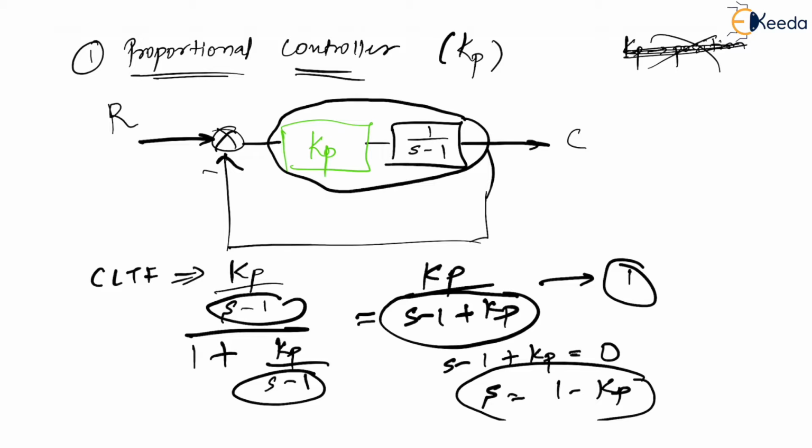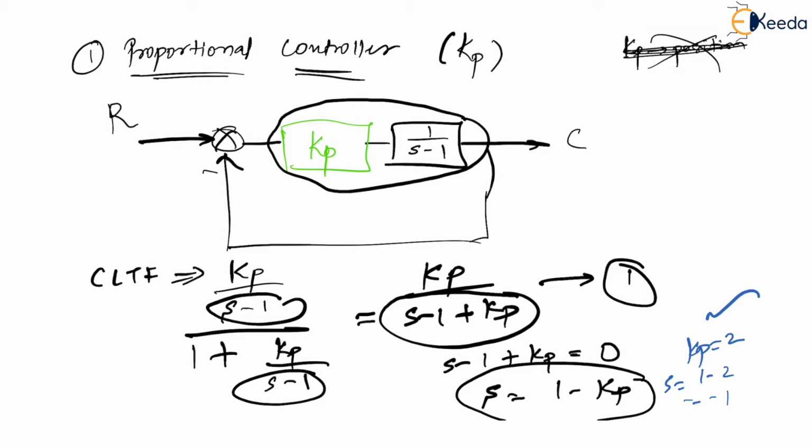What do you understand now? You have seen that, for example, if my Kp is equal to 2, then what is going to happen? s is equal to 1 minus 2, which is equal to minus 1.